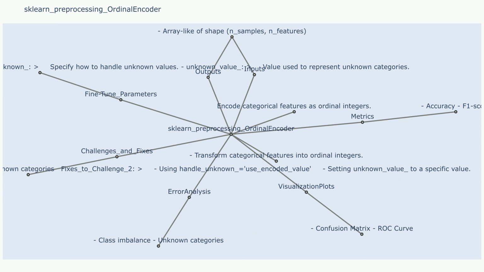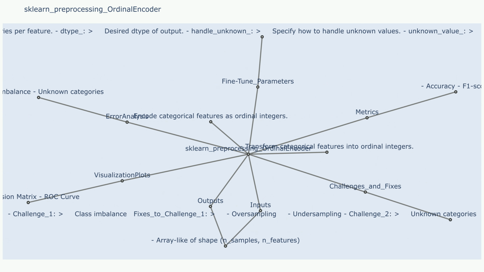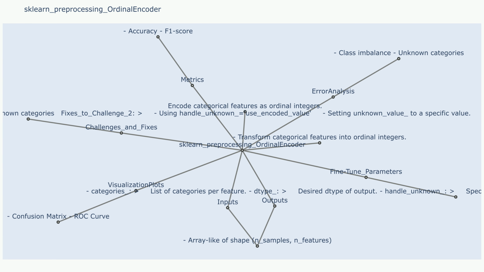Uncertainty methods: none. Challenges and fixes. Challenge 1: the order in which categories are encountered during fitting affects the integer assigned to each category. Sample use case: if the encoder is trained on a dataset where blue is encountered before red, then blue will be assigned the integer 0 and red will be assigned 1. If a new dataset with a different order of categories is used for transformation, red may be assigned 0 and blue 1, leading to unexpected results.